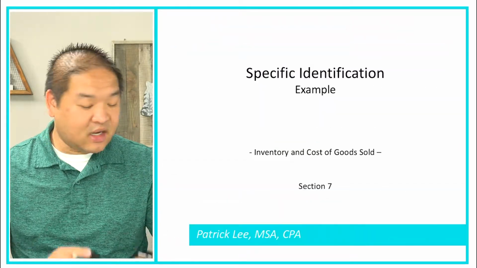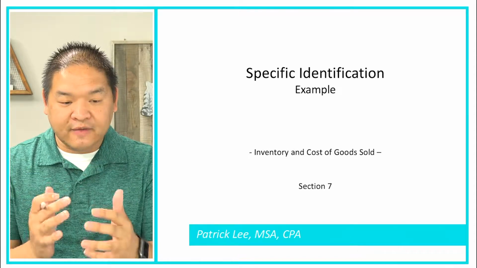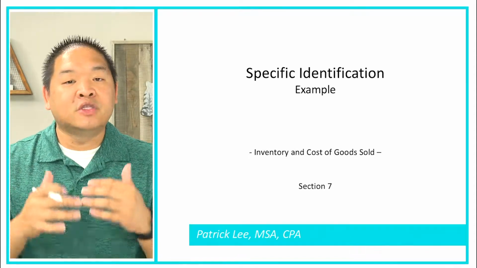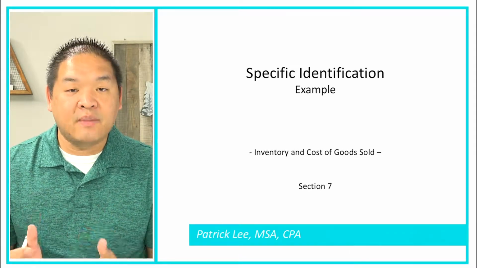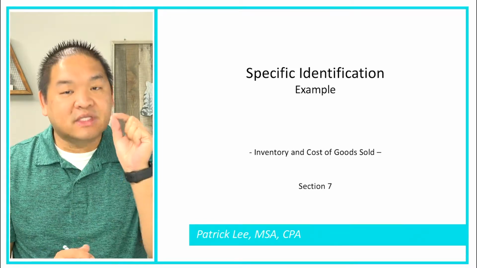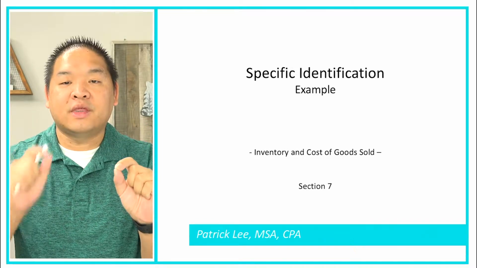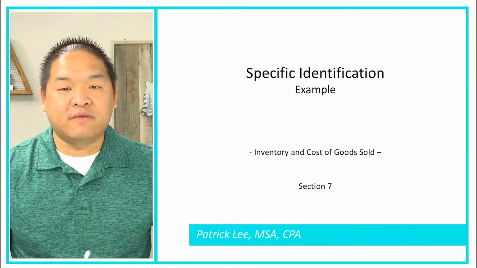So that is a comprehensive look at a specific ID example. Really, it's not difficult. You have to go step by step. So if you're not patient enough to go step by step, you're going to mess up the calculations. Now, specific ID, we are linking the specific item that we sold with its cost. If I don't have that information, I can't do specific ID.